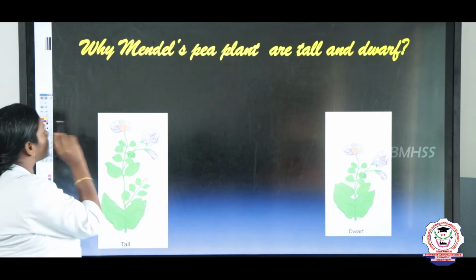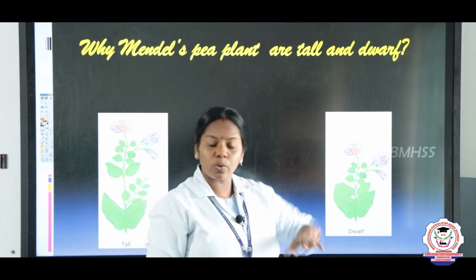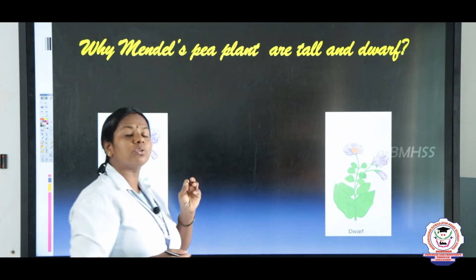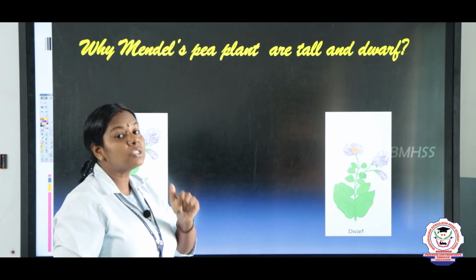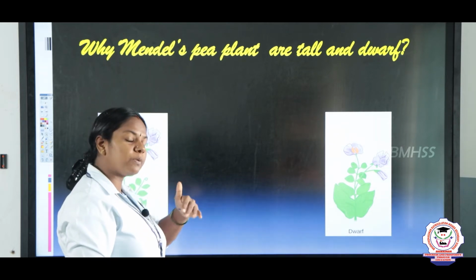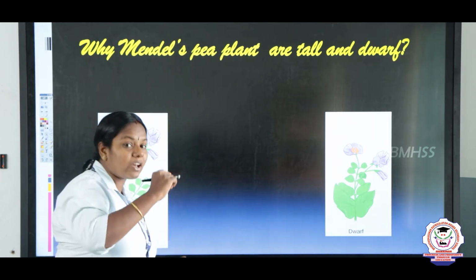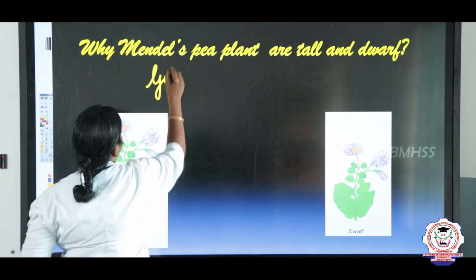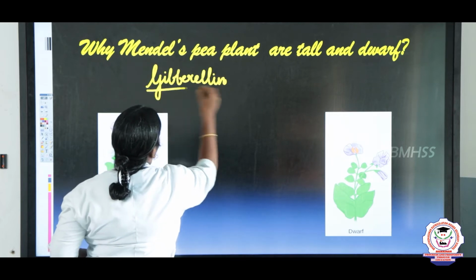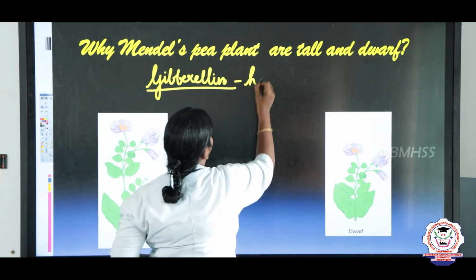Now we are going to see why Mendel's pea plants are tall and dwarf. Why is there no intermediate form? One plant is tall, one plant is dwarf. What was the reason behind it? It is due to a gene, the gene present in the tall plant which is responsible for the height of the plant. Now, what is the hormone responsible for cell elongation, children? Gibberellin. It is a hormone responsible for cell elongation, which helps in improving the height of the plant.